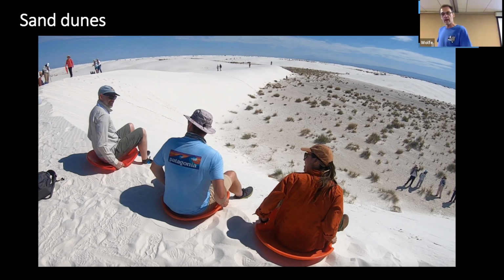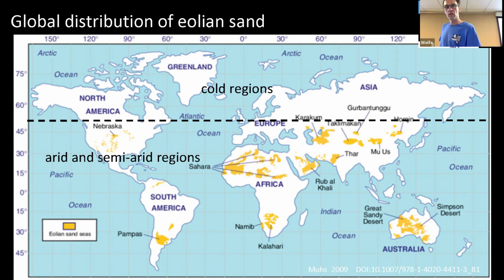Now, in the bigger picture, if you were to go and look at a map of dunes and sand seas across the world, more often than not, that map is going to look like this. And we see dunes in Australia, Africa, South America, in China.